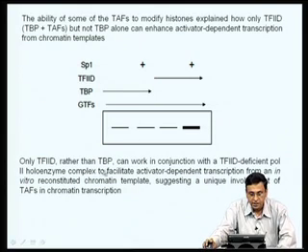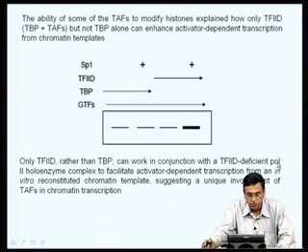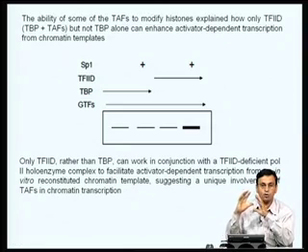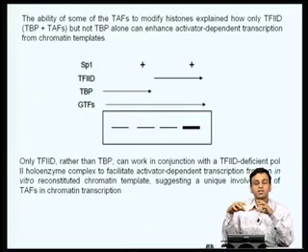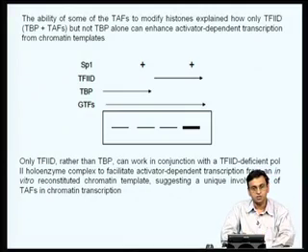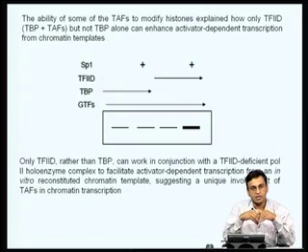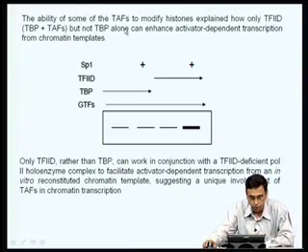So, only TF2D rather than TBP can work in conjunction with TF2D deficient Pol II holoenzyme complex to facilitate activator dependent transcription from an in vitro reconstituted chromatin template, suggesting a unique involvement of TAFs in chromatin transcription. The moment people started studying chromatin templates and asked how general transcription factors and activators activate transcription, they observed that chromatin dependent transcription involves modification of histones, and that many of the transcription factors, especially the general transcription factors, contain histone modifying activities. This changed the entire field of eukaryotic gene regulation.